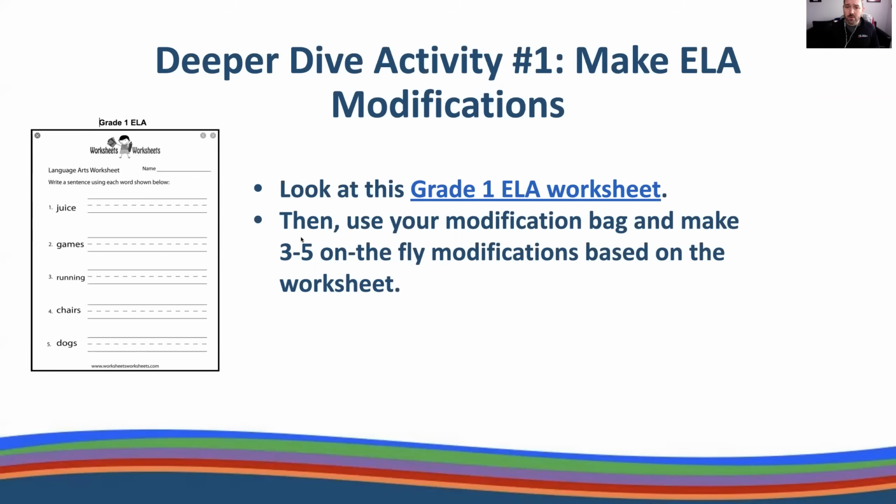So what I'd like for you to do is look at this grade level 1 ELA worksheet, and then use your modification bag and make 3 to 5 on-the-fly modifications based on the worksheet. And again, I'm saying on the fly as a reactive modification. The goal is you want to plan with your teacher proactive modifications that are well planned out, but oftentimes you'll be given worksheets and you'll have to know what to do. So the idea here is that you modify this worksheet with your modification bag. So I suggest you do this to get practice and just to get really good at it.